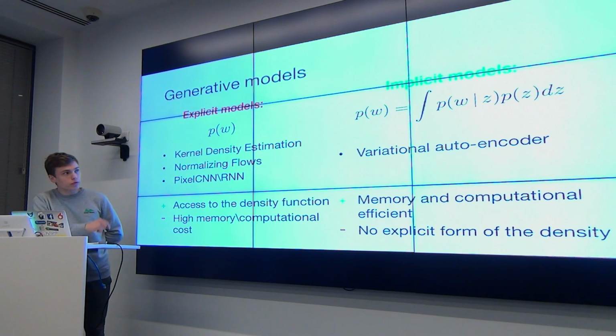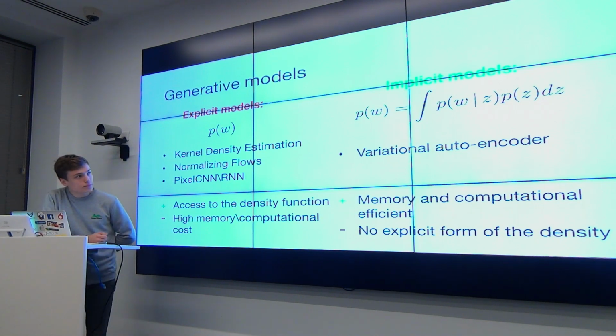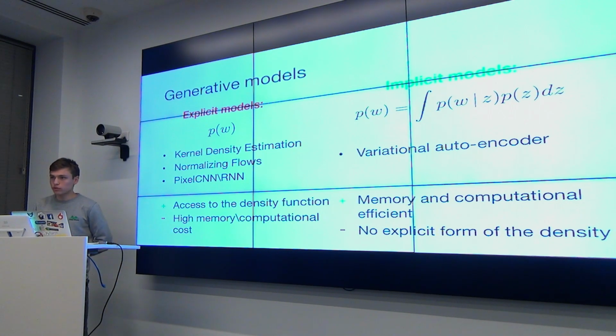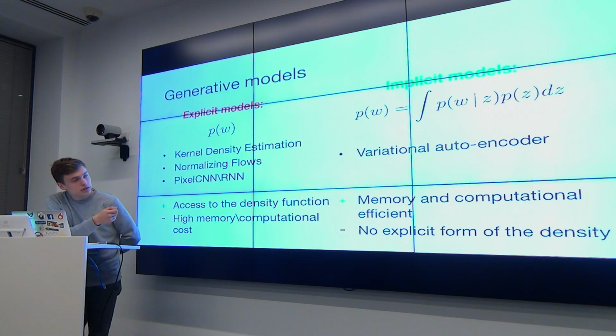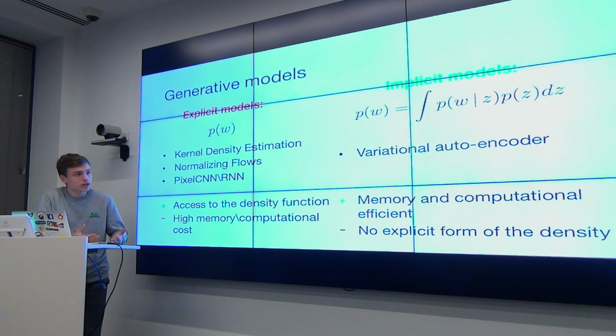Another family is implicit distributions. We will consider an implicit distribution in the following form: the mixture of an explicit conditional distribution of V given Z and an explicit prior distribution over the latent variable Z. This conditional distribution will be modeled as a neural network for expressiveness. We cannot calculate this integral, so we have no access to the probability density function. Therefore we cannot calculate the KL divergence, and we cannot construct an unbiased estimation. However, these models are more efficient in terms of memory and computational costs, and we will use the variational autoencoder framework to train the conditional distribution.